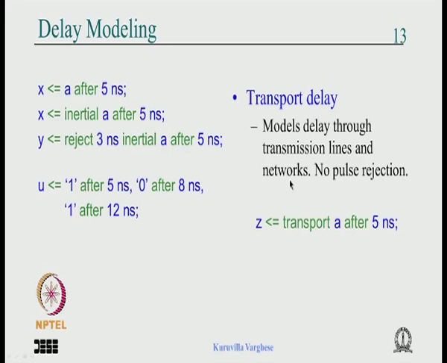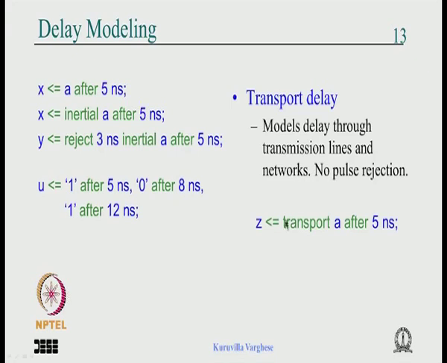And transport delay is a delay which models the delay through a transmission line. So suppose you have a long transmission line, even if you give a narrow pulse, it travels all the way to the end, and it does not reject any pulse width. So that is done through this syntax, which says Z gets transport A after 5 nanosecond. Okay, so Z is just an exact replica of A with a delay of 5 nanosecond. That is the meaning of it. That is what we want in a transmission line case.